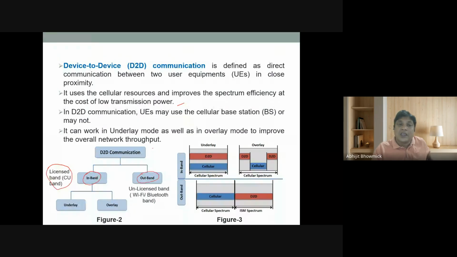If they operate in-band, that means when they are using cellular resources, then they may use underlay and overlay. Now the question comes: what is underlay? What is overlay? Underlay overlay means, if you look at here, for an example, say if you want to access my room, for an example.